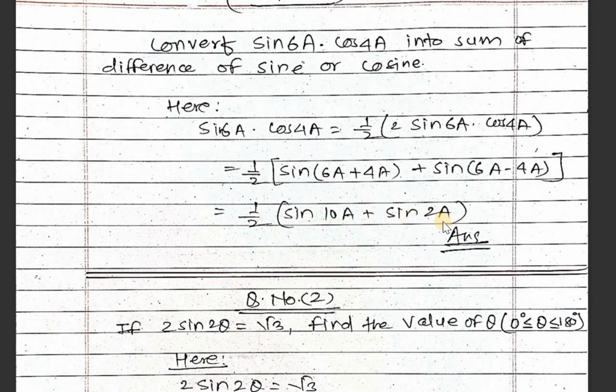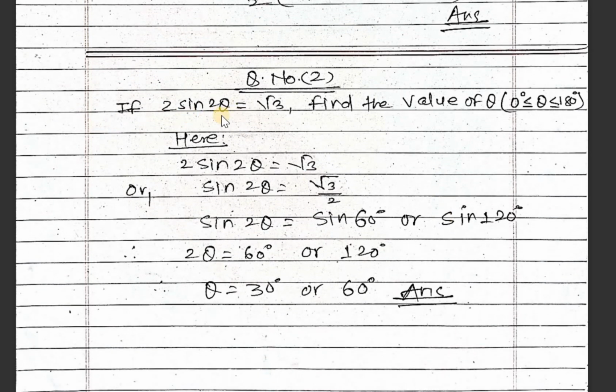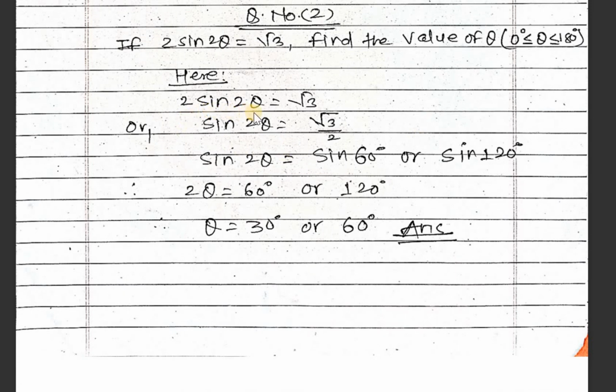+ sin 2A]. And the next problem is, if 2 sin 2θ = root 3, find the value of θ, where θ lies between 0 and 180 degrees. So 2 sin 2θ = root 3, sin 2θ = root 3 by 2, sin 2θ = sin 60 or sin 120. So 2θ equals either 60 or 120, so θ equals 30 or 60 degrees.